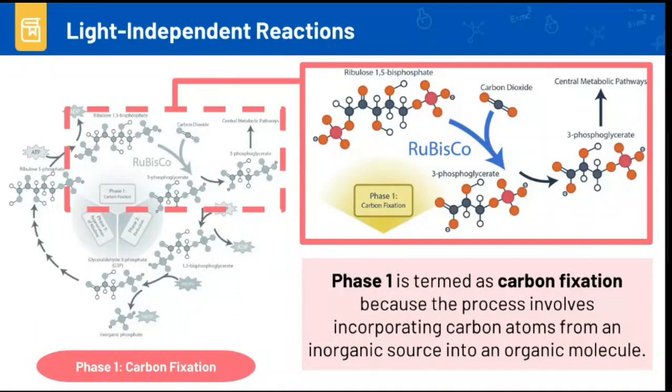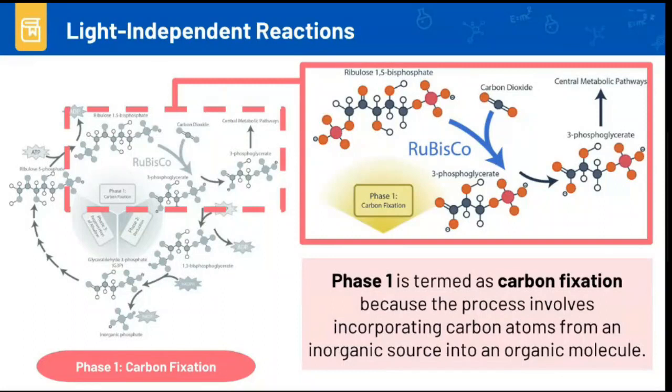It catalyzes the reaction between the carbon dioxide and the 5-carbon sugar ribulose bisphosphate. Remember, kanina, para makapag-start yung Calvin cycle natin, kinakailangan natin ng carbon dioxide plus your 5-carbon na ribulose bisphosphate or your RuBP. Para ma-catalyze natin yun, kinakailangan natin yung enzyme na Rubisco. This process results in the formation of an unstable 6-carbon molecule, which spontaneously splits into two 3-carbon organic acids, the 3-phosphoglycerate, or your 3-PGA, which continue in the cycle.